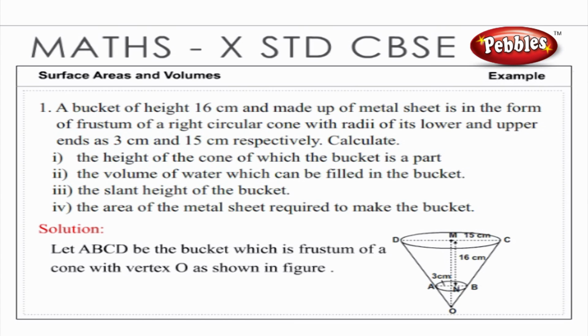Solution. Let ABCD be the bucket which is a frustum of a cone with vertex O as shown in the figure. Let ON be equal to x centimeter. Triangle ONB is similar to triangle OMC.